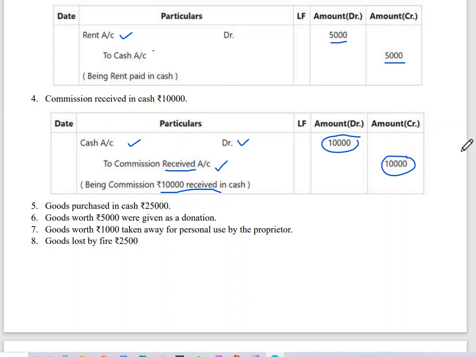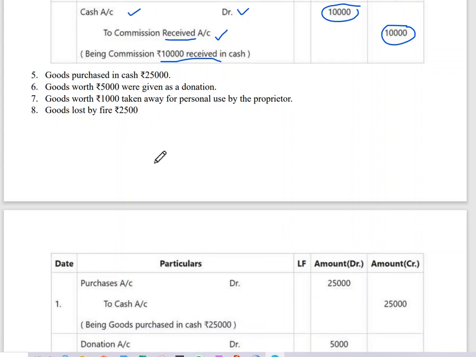So these are about the normal transactions. Now we will go with the goods related transactions. Here you can see goods purchased in cash. It is simple. Goods purchased in cash means, like I have already said, business goods are being purchased by paying cash. That time, purchase account debit to cash account, being goods purchased in cash.